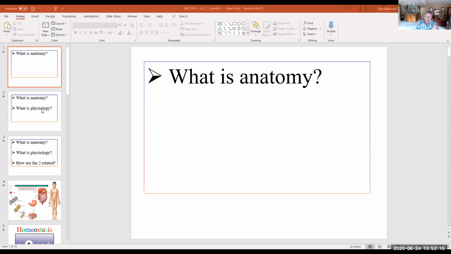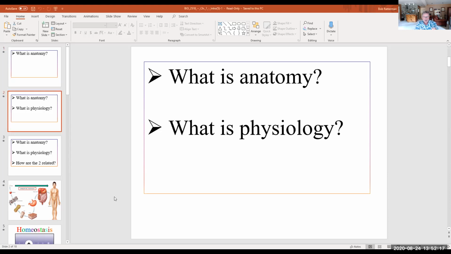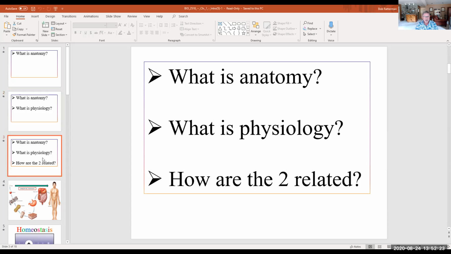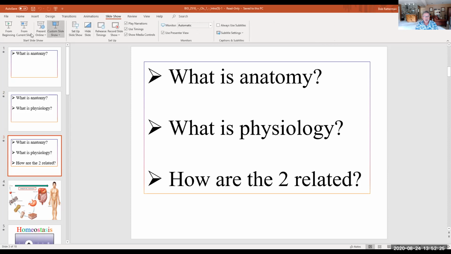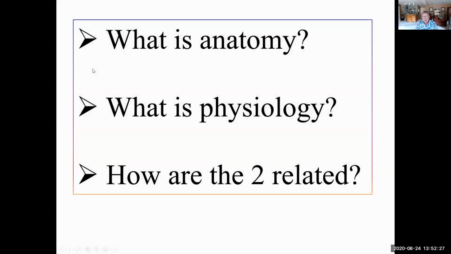Of course, another good question to ask is, since we're taking anatomy and physiology, what is physiology? How does it differ from anatomy? How are the two related to one another? Well, if anatomy is structure, think of physiology as function. So they are indeed related. Structure is impacted by function, and function is impacted by structure. They both go hand in hand.